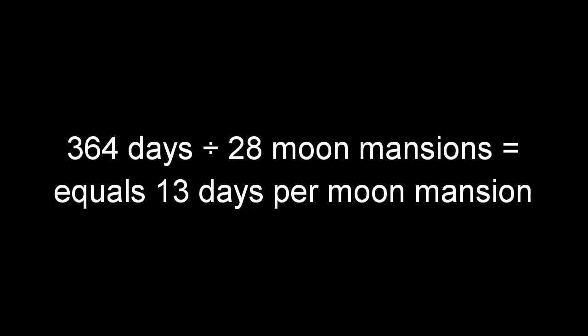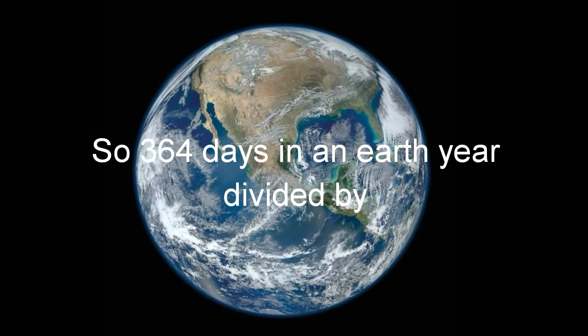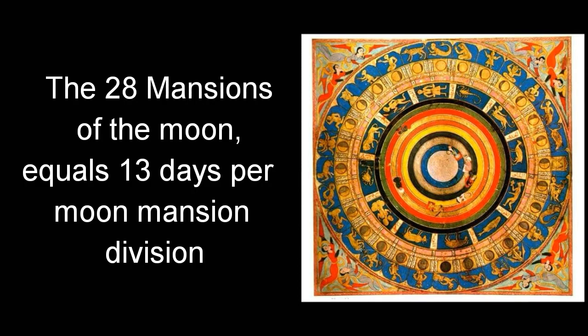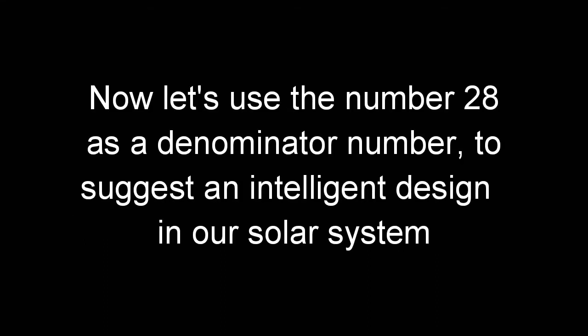364 days divided by 28 Moon mansions equals 13 days per Moon mansion. So, 364 days in an Earth year divided by the 28 mansions of the Moon equals 13 days per Moon mansion division. This is using a stellar calendar with the Moon mansions that are also based on the stars. They are stellar Moon mansions. Now let's use the number 28 as a denominator number to suggest an intelligent design in our solar system.